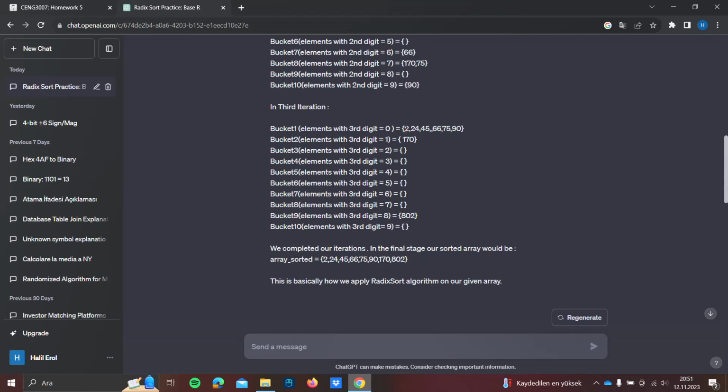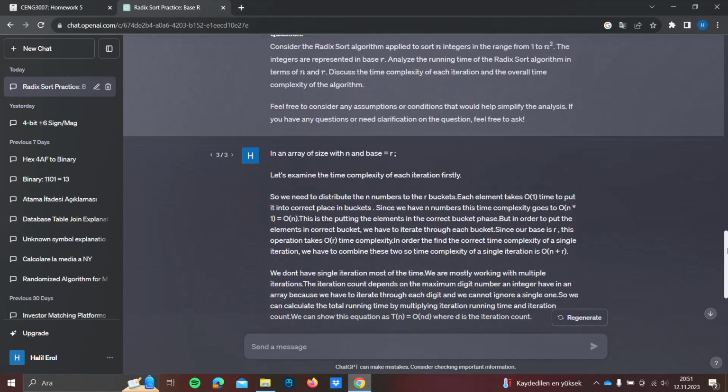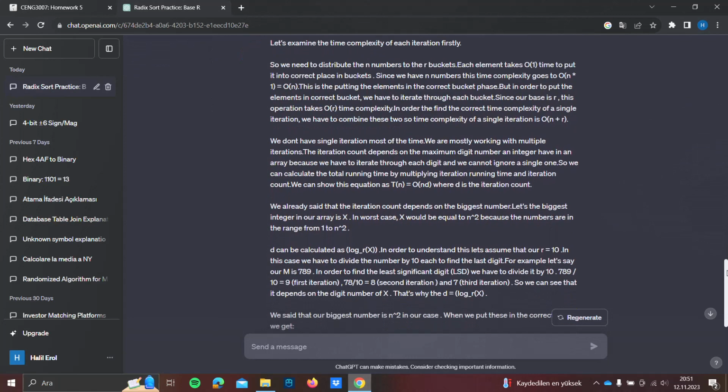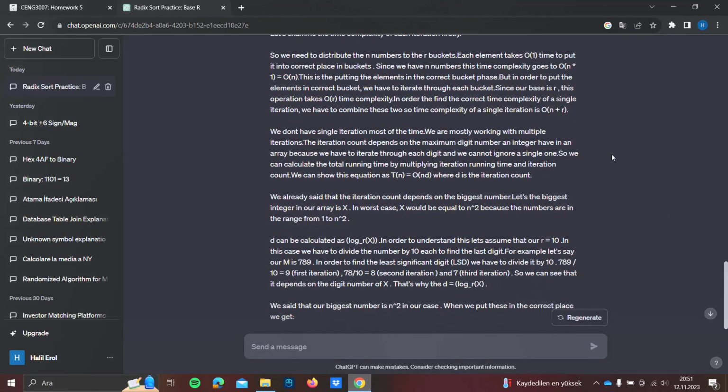And what does this mean? In the third iteration, we are checking the third digit, but most of the numbers don't have a third digit, so that's why we put them in the third digit equal to 0. We can show this 2 as 002, or this 24 as 024. There's no difference between 24 and 024, and so that's why we have to consider the maximum digit number an integer has in an array.